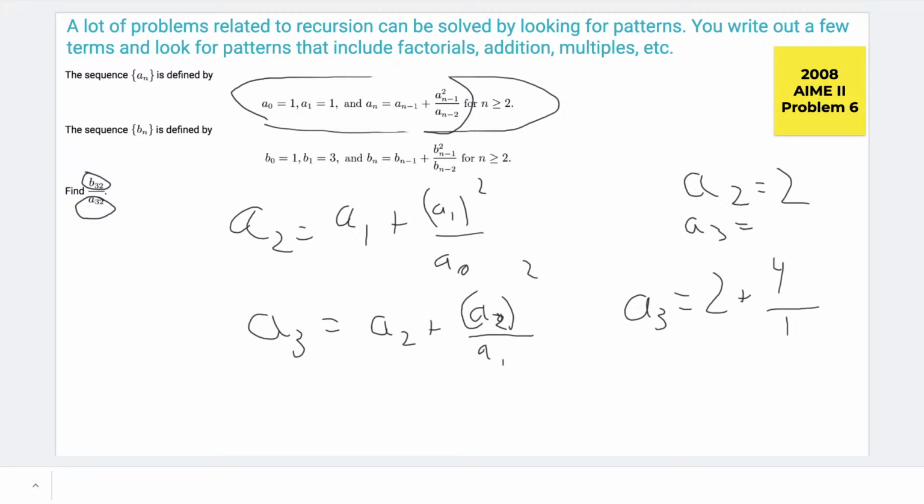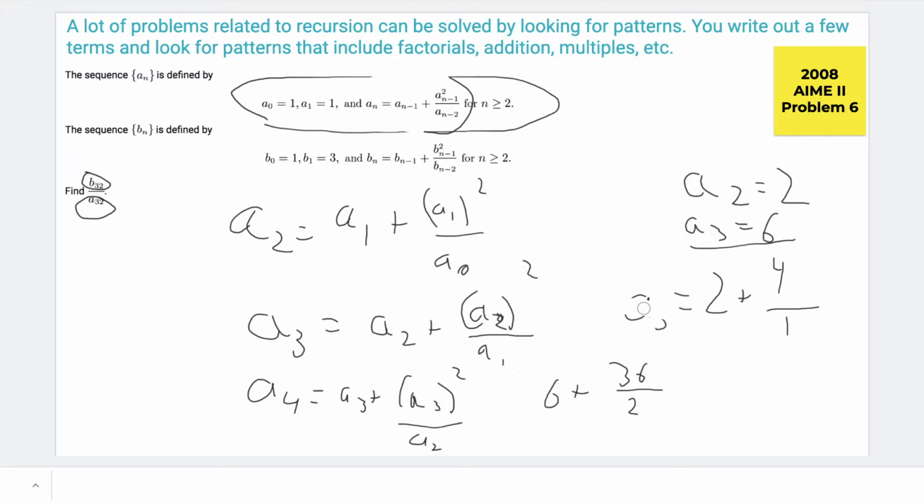Now let's look at a of 4. A of 4 equals a of 3 plus a of 3 squared over a of 2. And a of 3 we know is 6. So 6 plus 6 squared, which is 36, divided by a of 2, which is clearly just 2. So 6 plus 36 over 2, and 36 over 2 is 18, so a of 4 equals 24.